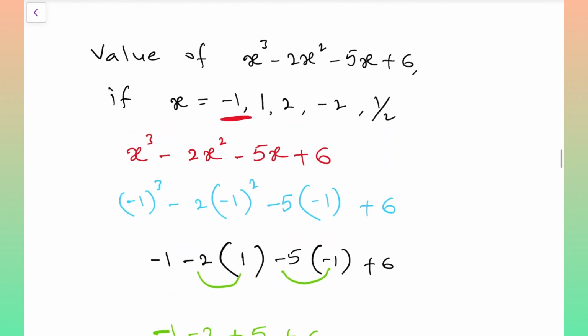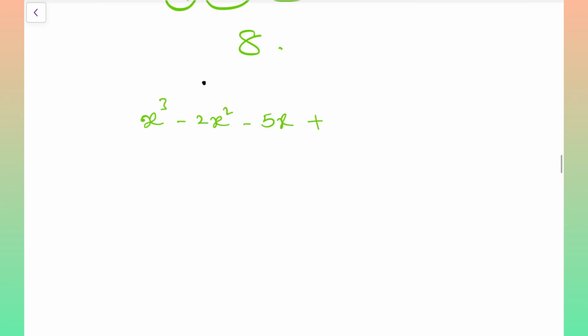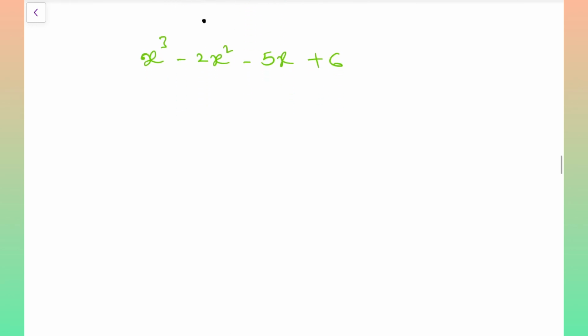Next, the same polynomial he is asking to find if x is equal to 1. So the polynomial is x cube minus 2x square minus 5x plus 6. Now he is asking to substitute x is equal to 1. So simply in the place of x in the given polynomial, we need to substitute 1 now. So 1 power 3 minus 2 into 1 power 2 minus 5 into 1 plus 6.